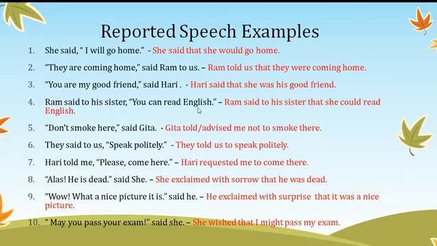Ram said to his sister, "You can read English." See how that changes again? Ram told, or said to, his sister. That starts from the subject "you", and ends with a full stop. That is why "you" becomes "she" according to the listener, that is his sister, and "can" becomes "could": she could read English. In this way, we have to practice more and more.